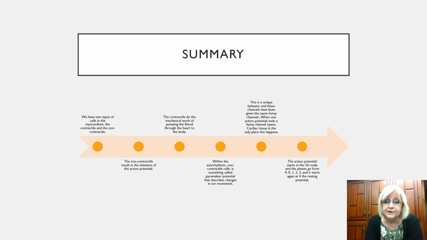Within the autorhythmic non-contractile cells, remember that's your 1%, is something called a pacemaker potential that describes changes in the ion environment. This is a unique behavior, and these channels have been given the name funny channels. When one action potential ends, a funny channel opens. Cardiac tissues are the only place that this will happen. The action potential starts in the SA node, and the phase goes from 4 to 0, 1, 2, 3, and then it starts all over again at resting potential of 4 again.